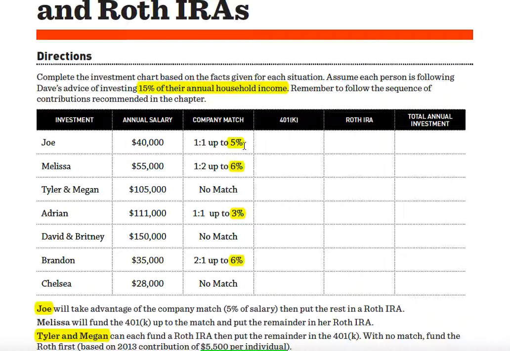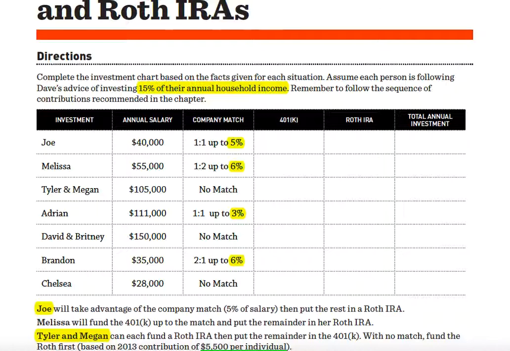We will complete the first and third examples together, Joe, and then Tyler and Megan, leaving the other 5 for you to complete in class. For all examples, you should figure out the last column, total annual investment, before you do anything. You will take the person's annual salary and multiply it by 0.15.